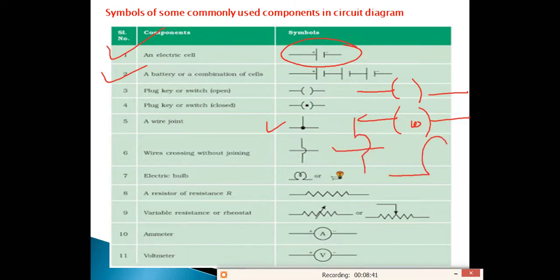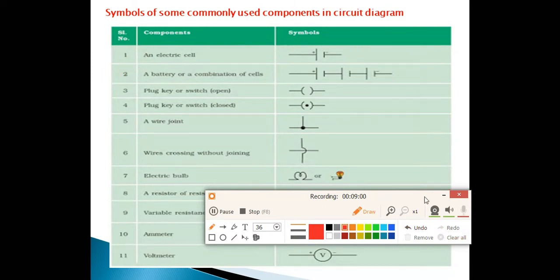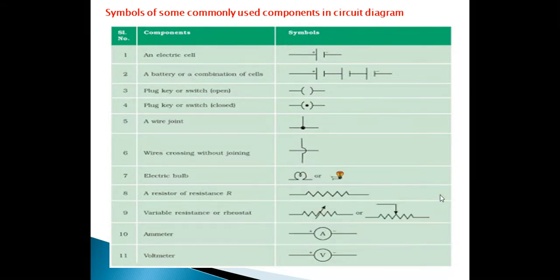For bulb, it's very easy, bulb is like that. And for resistance, the symbol is like this, zigzag line with a straight line. And for rheostat or variable resistance, you will draw a resistance and after that you will put one arrow. Next, a meter and voltmeter already we have discussed. So these are the symbols for some of the components which can come in your exam.